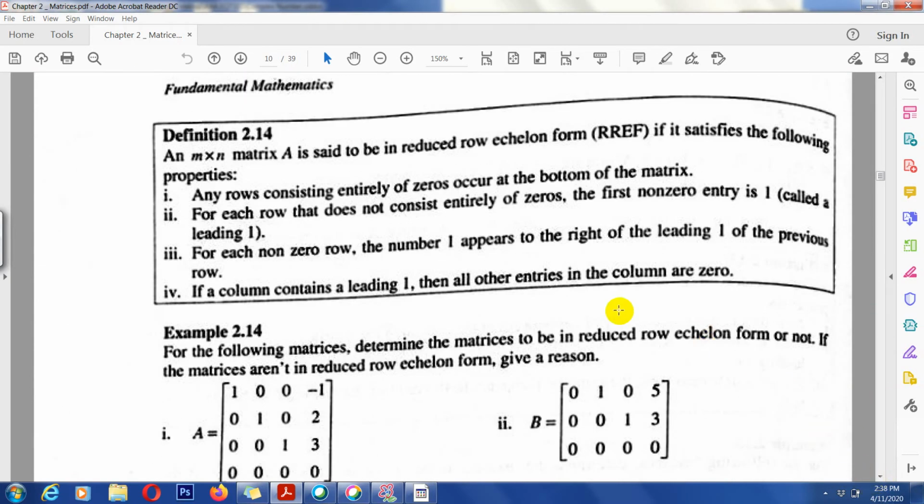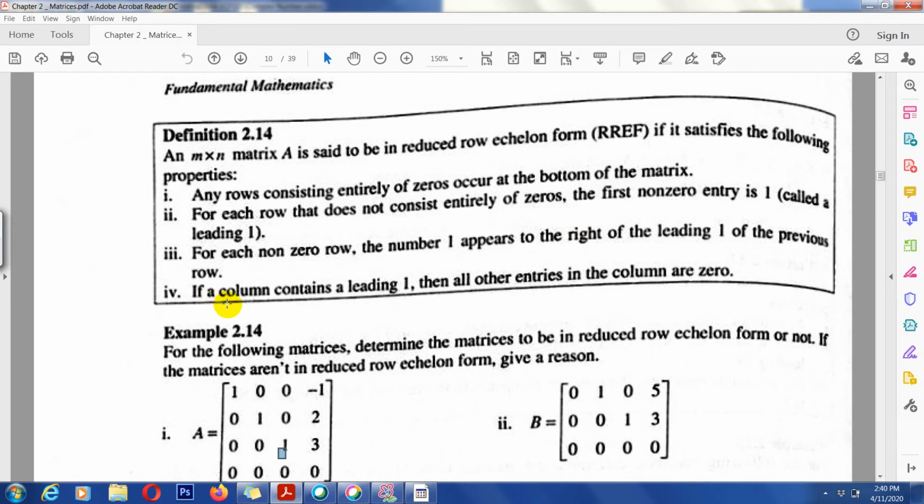Okay, another one is reduced row echelon form. What is reduced row echelon form? We have four conditions to satisfy. First, the entire zero rows are at the bottom of the matrix. And then each row that does not consist entirely of zeros, the same as the previous. And then for each non-zero row, the number 1 appears to the right of the leading one of the previous row. So meaning the second row should have its 1 after the leading coefficient here, right? It also happens here. They appear after the position of this one, so we call it the previous row.